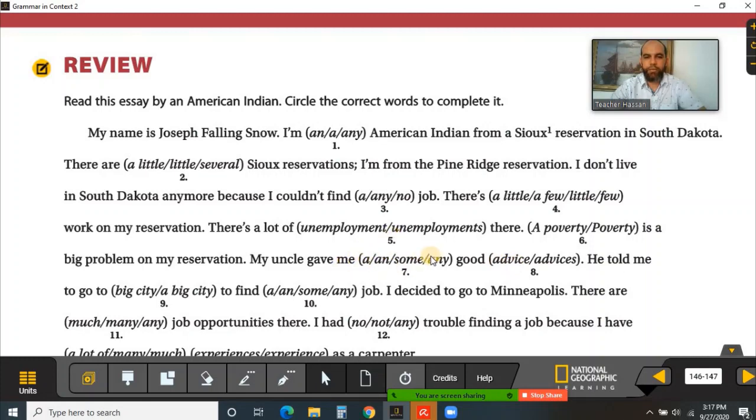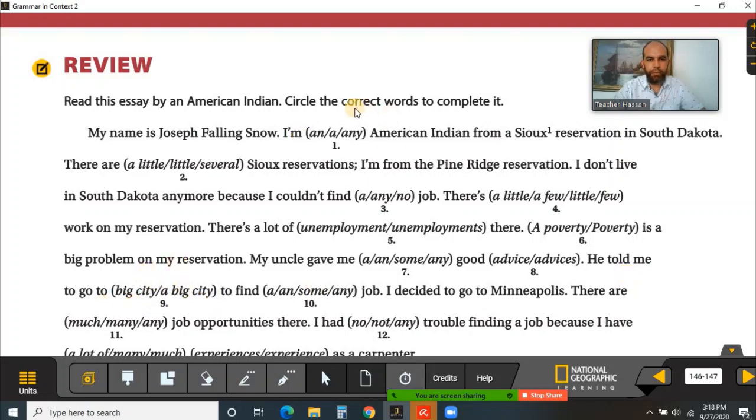Let's eliminate these two. Now, some and any. Any works in negative statements. It goes with not, okay? My uncle gave me any good advice? No, it doesn't work. Now, what remains is some good advice. Okay, let's continue. He told me to go to a big city.